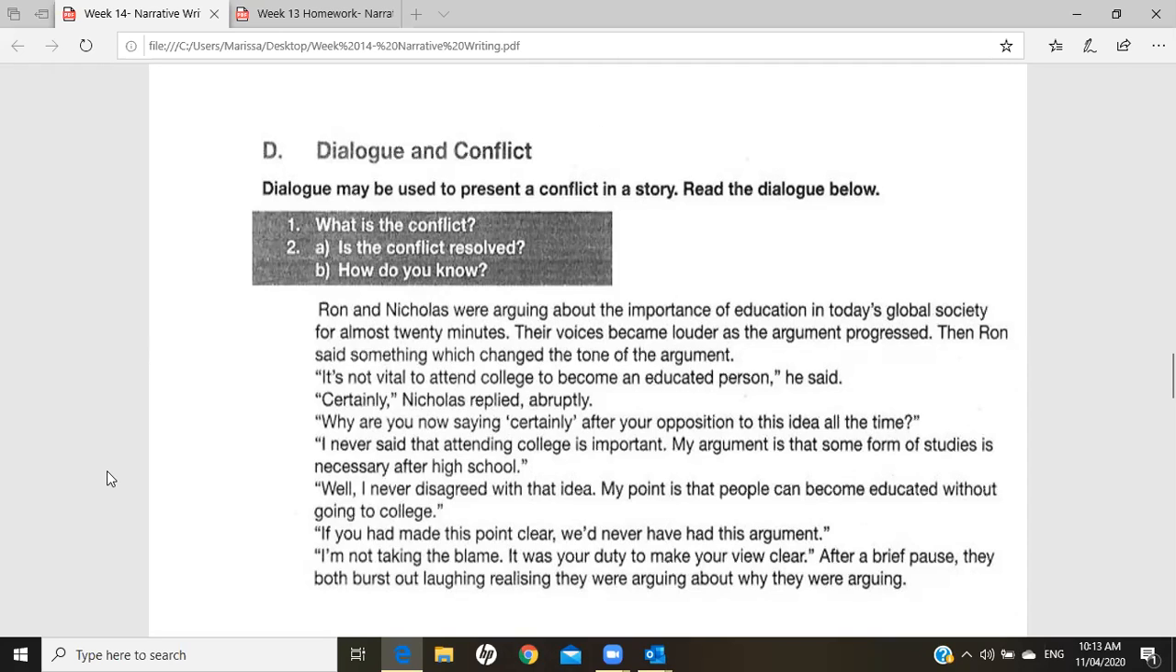Miss, I think the conflict was resolved. And how do you know that, Stephen? Because coming down to the last three lines, they agreed upon what they was talking about. So they did agree, and something else they did as well that tells us that this conflict was ridiculous, and we good now.